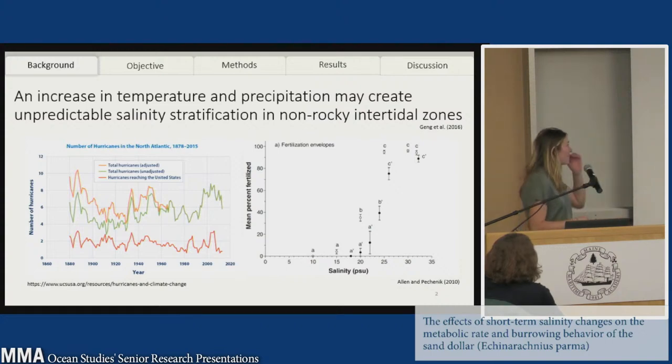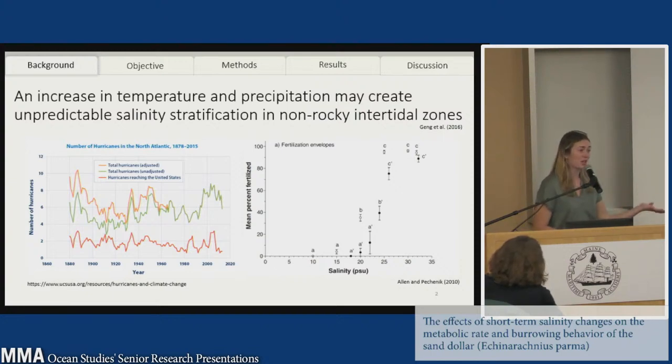So this diagram here on the left is showing an increase in the number of hurricanes over a 160-year period in the North Atlantic. And as you can see, the trend is upwards and positive. So what this is showing is that an increased temperature is resulting in higher evaporation rates, leading to higher precipitation rates and increased river runoff, which may create unpredictable salinity stratification in non-rocky intertidal zones, which basically just means that there's potential for much lower and much higher salinities. And the organisms found in this zone may face consequences as a result.